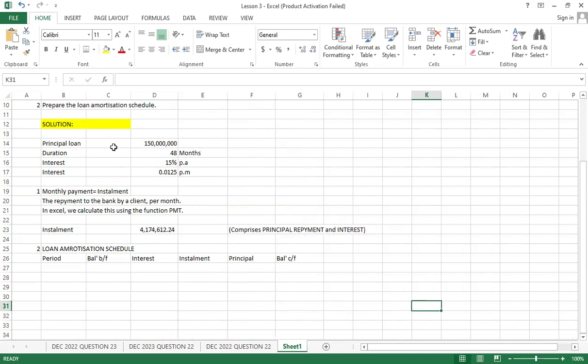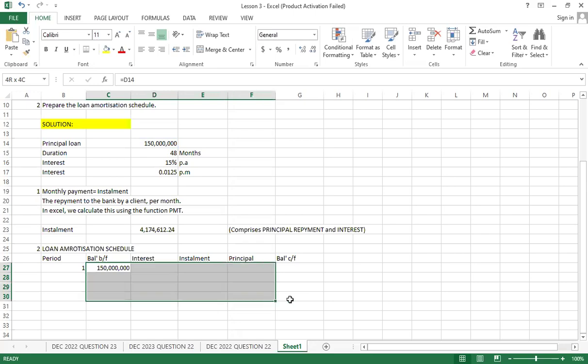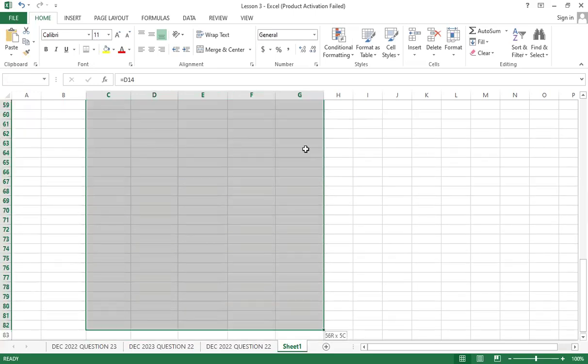And our periods are 48 months. That means we start from period 1, which is month 1. The brought forward balance, remember, is the principal loan taken at the start of month 1. The loan is at this 150 million. I can have my figures here to 2 decimals.